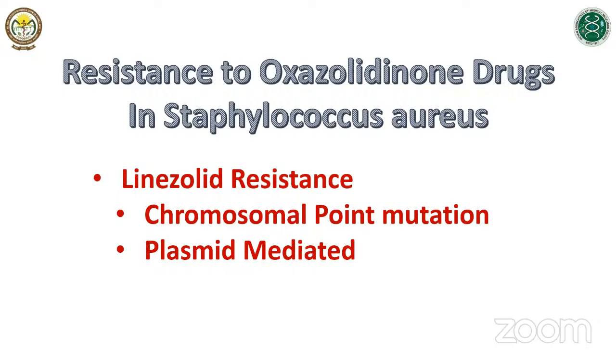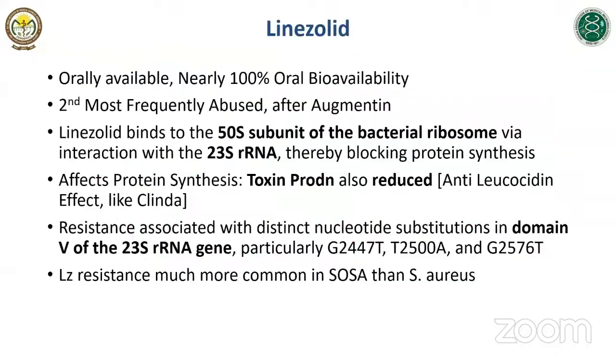Coming to the resistance to the oxazolidinone drugs in Staphylococcus aureus, the linezolid resistance: you've got chromosomal point mutations, and there are also some plasmid-mediated resistances. Linezolid is a very, very good drug. It is orally available with almost 100% oral bioavailability. It's the second most frequently abused antibiotic after Augmentin. It binds to the 50S subunit of the bacterial ribosome through interaction with the 23S rRNA and blocks protein synthesis. So it's a protein synthesis blocker.